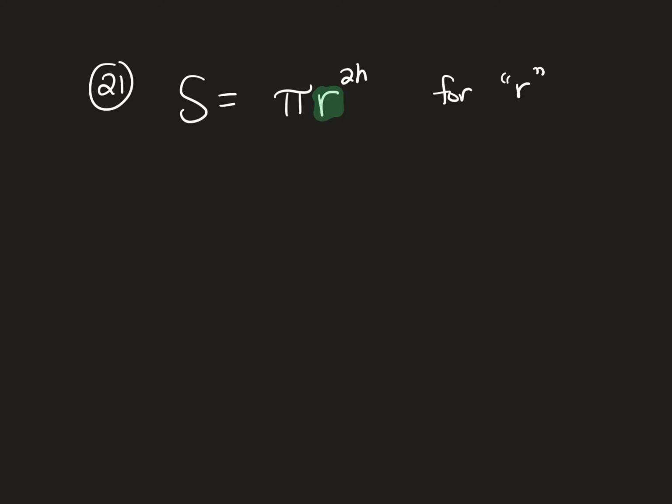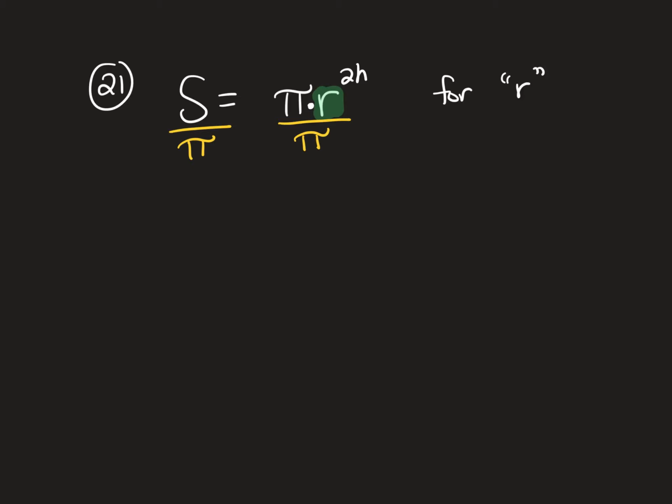We have to undo what's happening to that variable, but in the opposite order of our order of operations, which means any exponents are the last thing that we undo. The first thing in this case that we're going to undo is that multiplication, because really that's what's happening right here, between pi and r to the 2h power. There's a multiplication happening there. So the first thing I have to do is undo that by dividing both sides by pi.